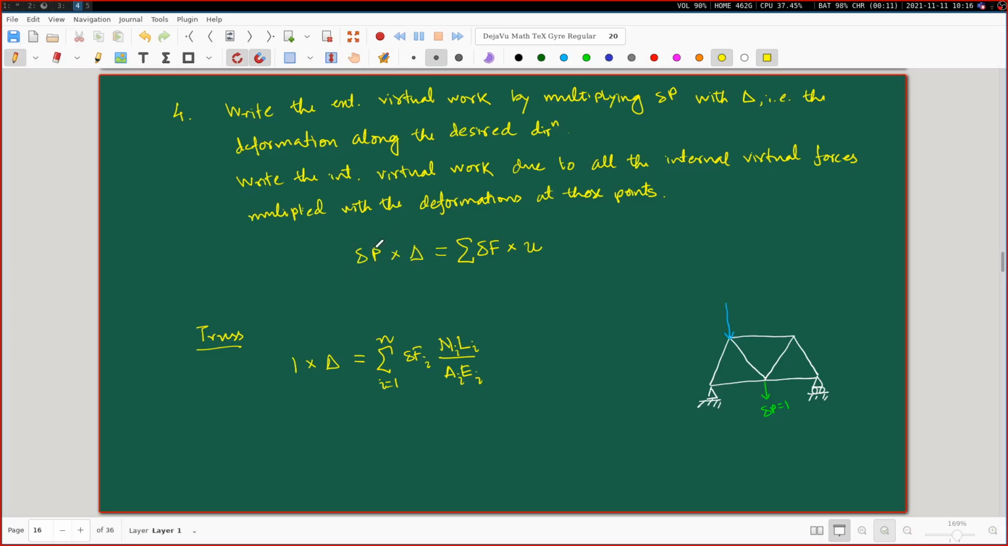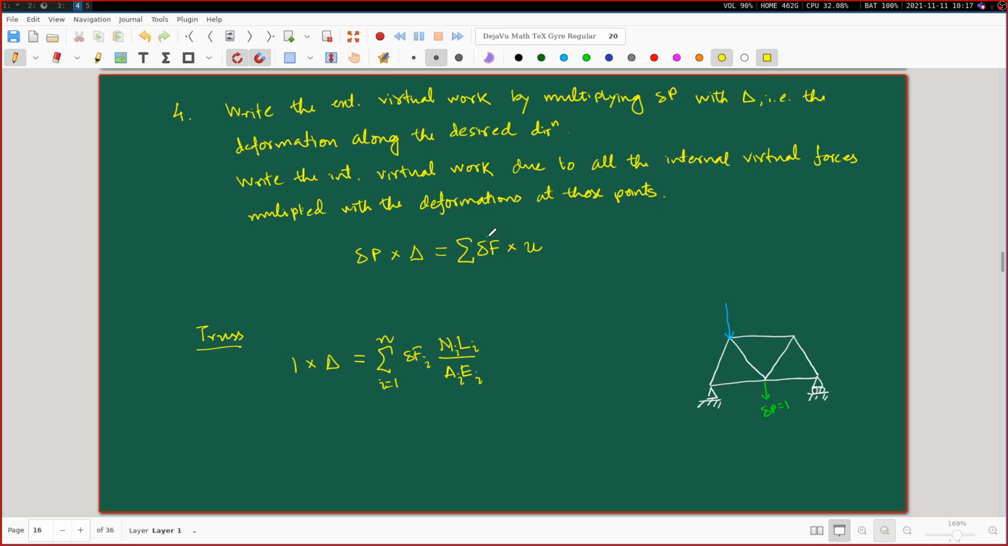If we are using this as a virtual moment, then it is going to be multiplied with the corresponding angle representing the slope at that point of interest, but measured in radians. On the right hand side, through this sigma representation, what we mean to say is that whatever we write here is for the entire structure, whether it is a truss or a beam or whatever structure.